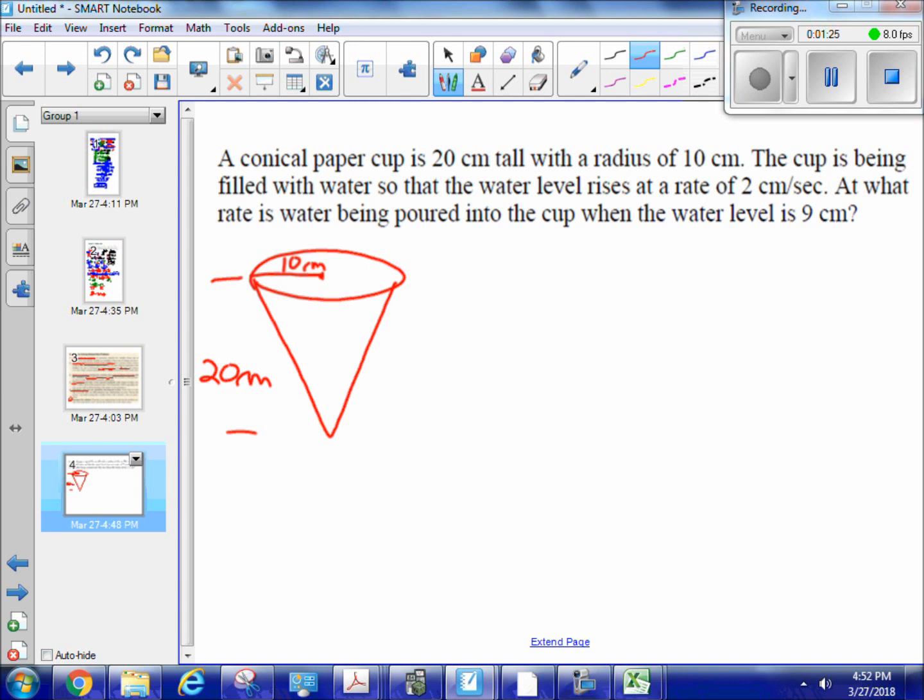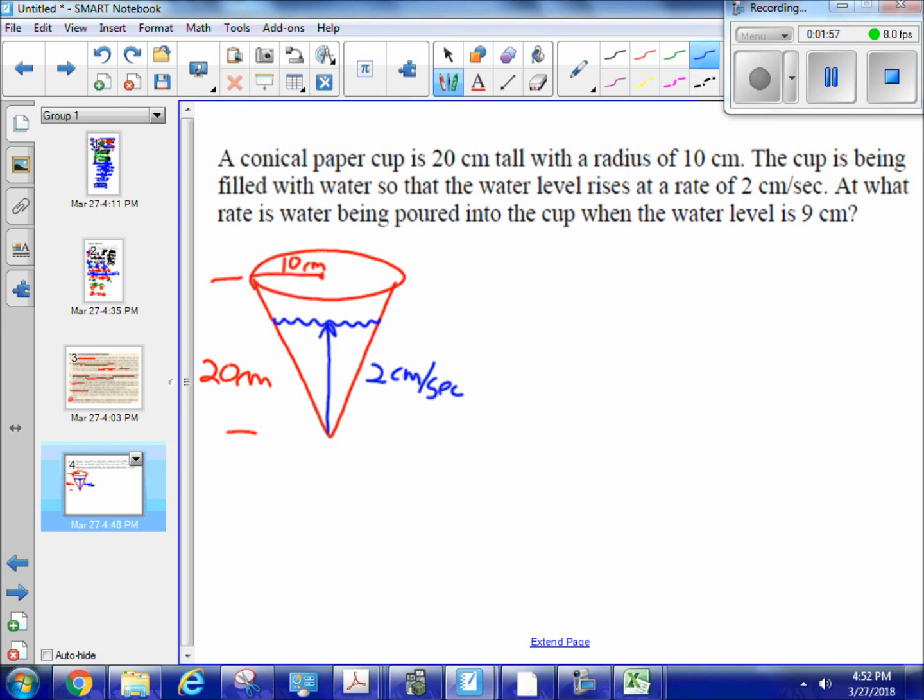Now it is being filled with water. Let's actually make the water blue. Wouldn't that be nice? So it's being filled with water so that the water level rises at a rate of 2 centimeters per second. So this is the water level right here. That's how high the water is. So I know that that is changing at 2 cm per second.